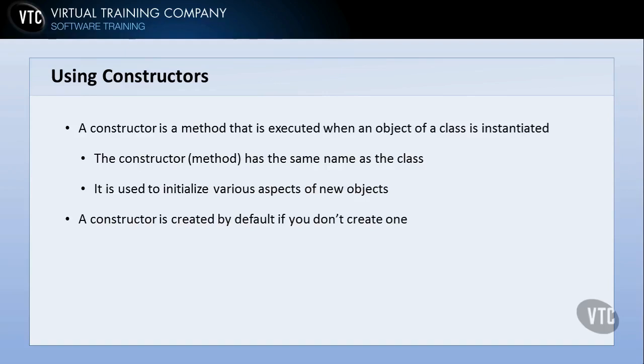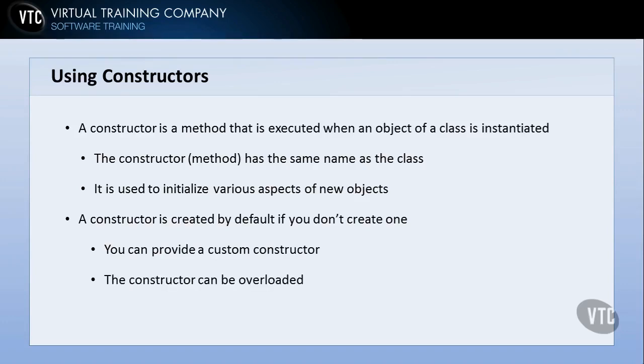Now a constructor, by the way, is created by default in the background. Even if you've never heard the word, you've still been using a constructor. If you don't create one, the .NET framework is taking care of this for you. However, this is where the power comes in. You can provide a custom constructor, and not only that, you can overload that constructor so that you can create objects in a number of different manners. The best way to understand this, like most coding, is to see a demo.